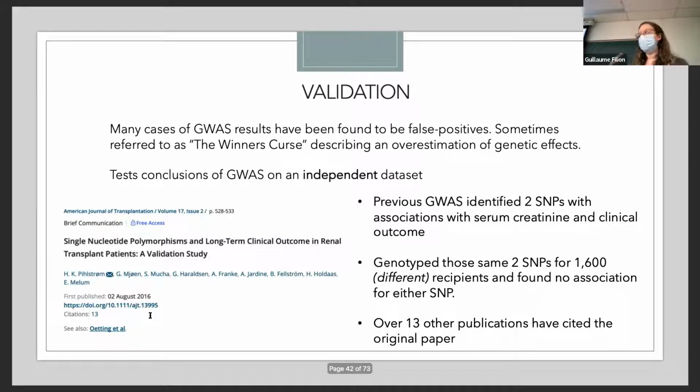So you need to have an independent data set testing on a completely different group of individuals to see if you get the same result. Yeah? How many individuals would you have to test for you to be certain that's an association?